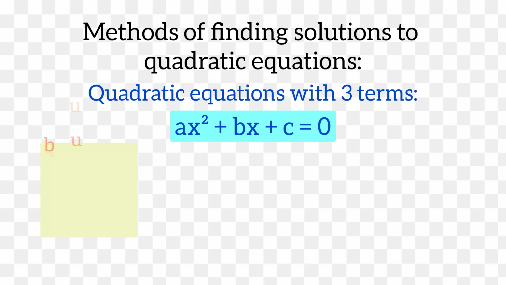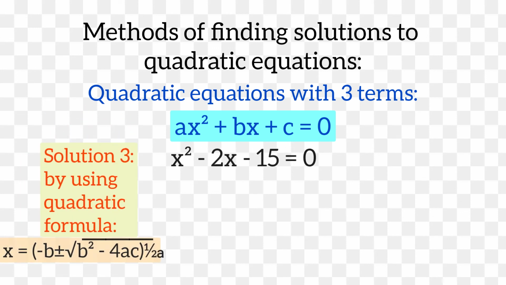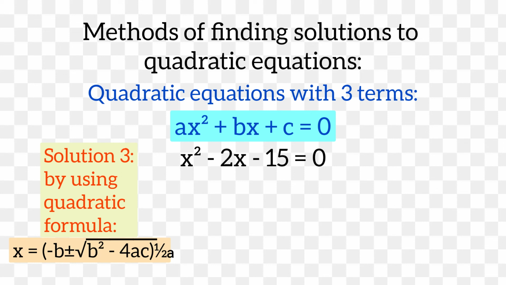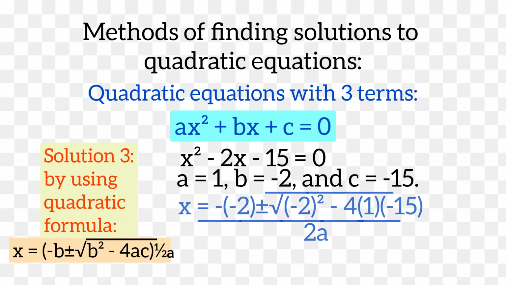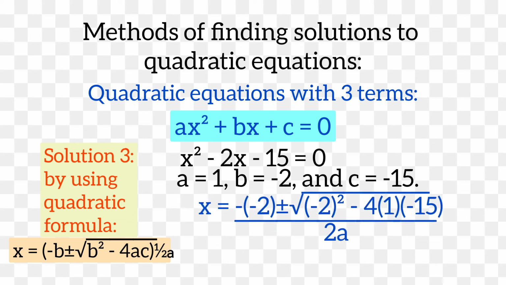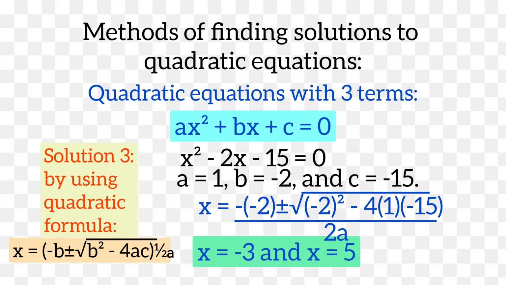We can also use the quadratic formula to solve the same equation. All we need to do is substitute the values of the constants to the quadratic formula. Here we have a = 1, b = -2, and c = -15. By simplifying, we have x = -3 and x = 5. So we can arrive at the same solution regardless of what method we used. But some are more convenient to use relative to a given equation than others.